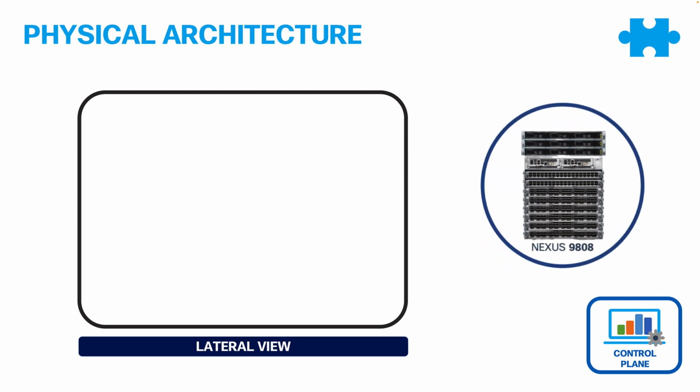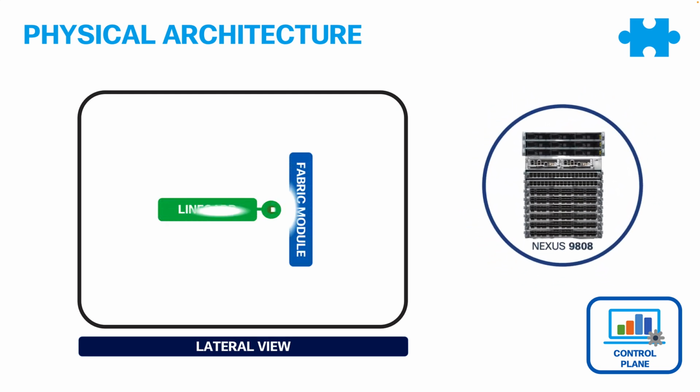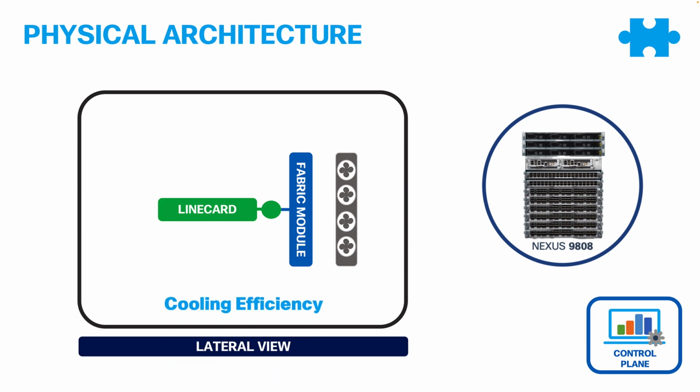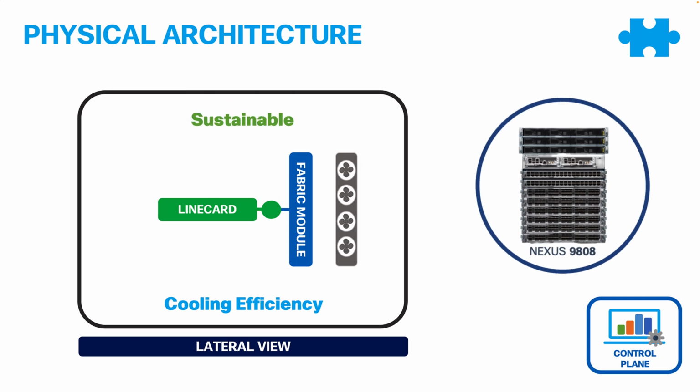In the Nexus 9808 chassis, line cards and fabric modules are directly attached to each other, so each fabric module is connected to all line cards and vice versa. Without a mid-plane blocking the airflow path, this chassis design delivers maximized cooling efficiency under a compact form factor without the need for large cooling fans, delivering a sustainable yet powerful switching platform.